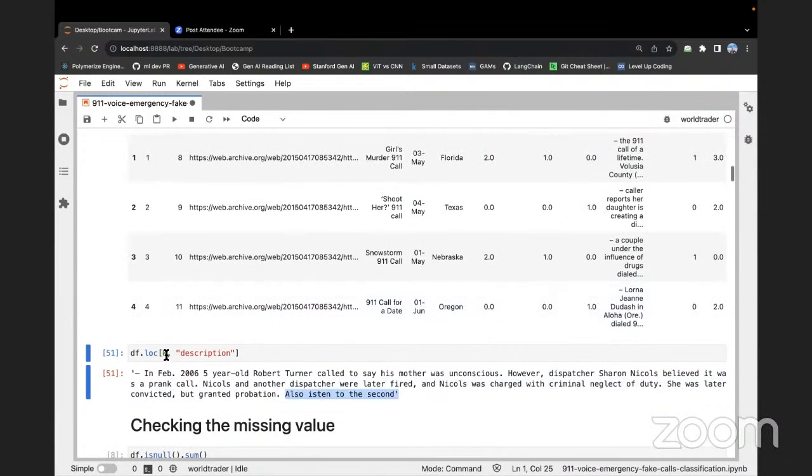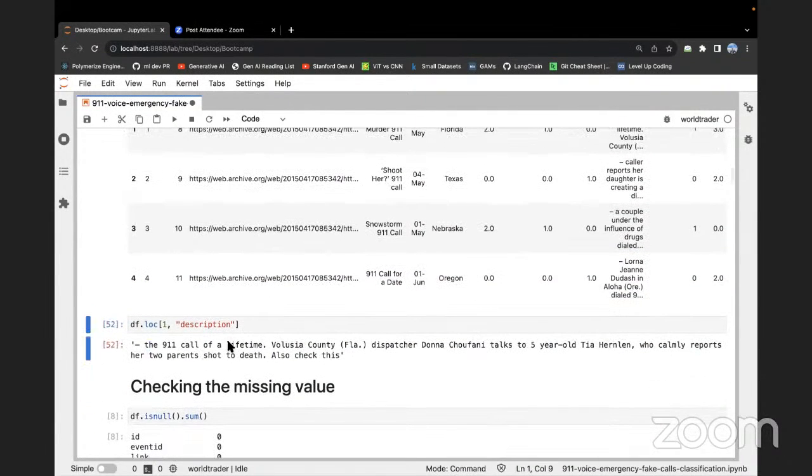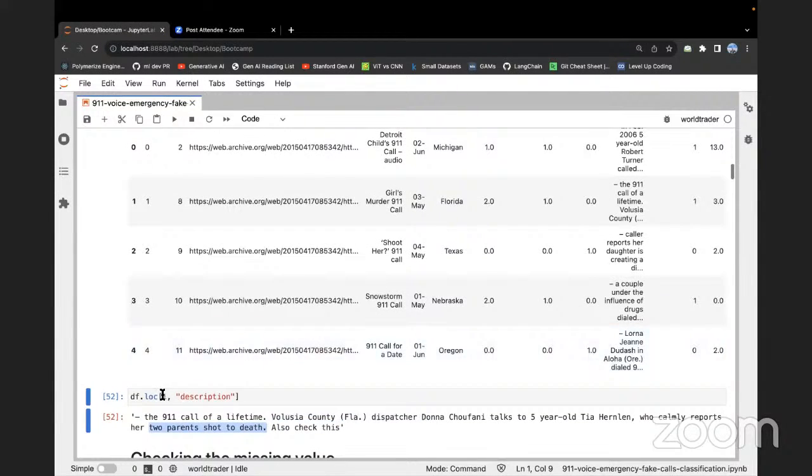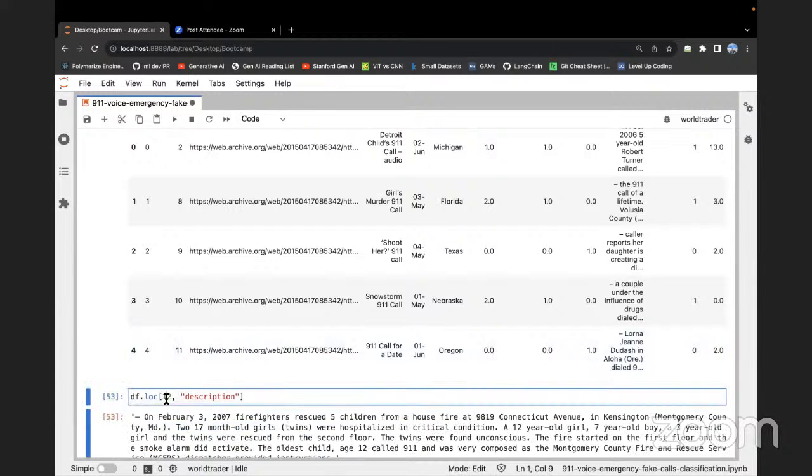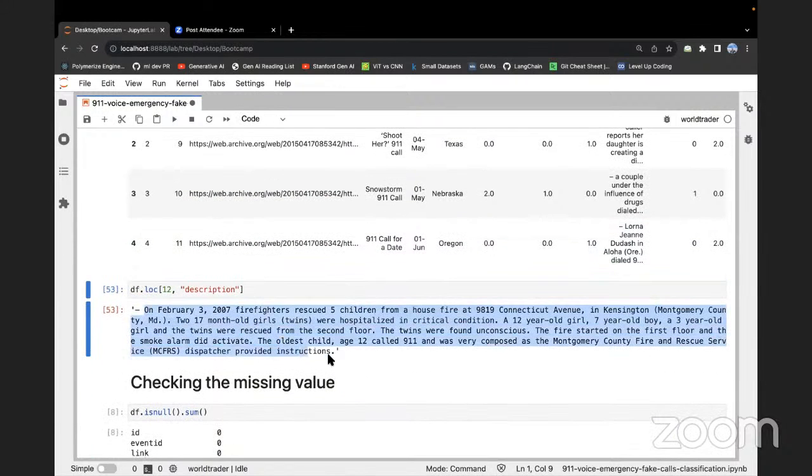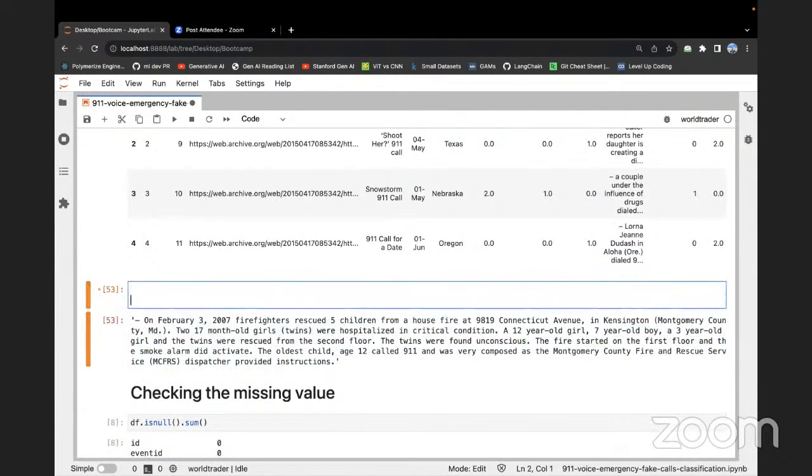Also listen to the second. Let's look at another description. 911 call of a lifetime. Volusia County, Florida, dispatcher Donna Schifani talks to a 5-year-old, Tia Henlin, who calmly reports her 2 parents shot to death. Right? So these are descriptions of the murder. See, there are bigger descriptions as well as smaller descriptions. Okay.